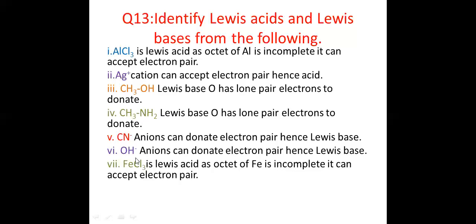Ferric chloride, a neutral molecule, but again, the octet of iron is incomplete. It can accept an electron pair or it can accommodate an electron pair in its outermost shell. So it is a Lewis acid.